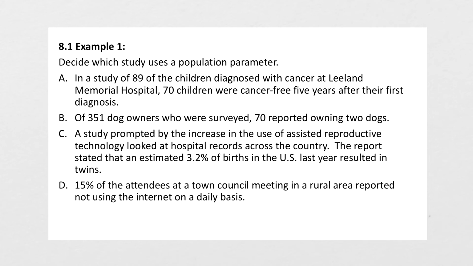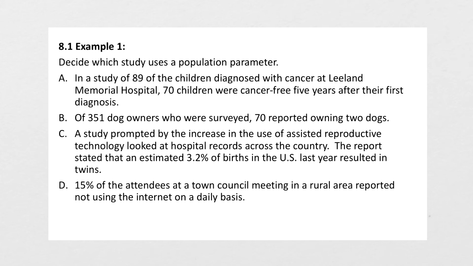It says, decide which study uses a population parameter. So a population parameter is determined from using a population, while a sample statistic is determined from a sample. So basically what we're doing here is just determining if we're using a population or a sample in our problem.